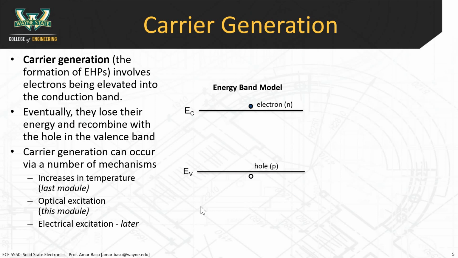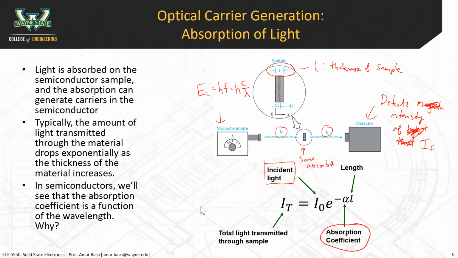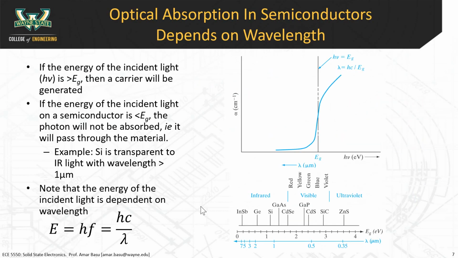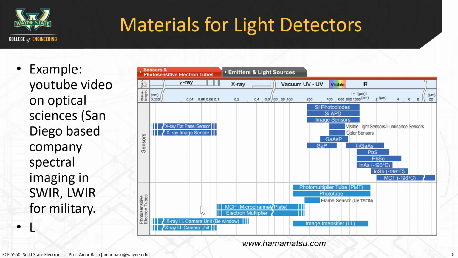We talked about carrier generation mechanisms and how carrier generation is measured and how it can be used to measure the bandgap of a material. And then we ended off with materials for light detectors. We talked about how the bandgap of a material is really important in determining what wavelengths it is sensitive to.